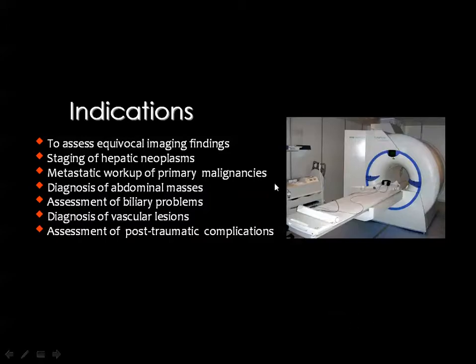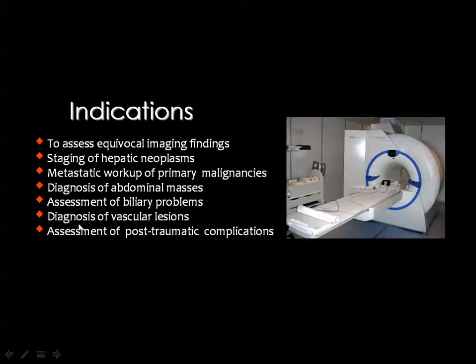Then, whenever there is a hepatic neoplasm, staging of this neoplasm will require the help of CT. Also in assessment of metastatic workup of primary malignancies, whether in the abdomen or outside the abdomen, in diagnosis of abdominal masses and differentiation between solid and cystic masses, location of the mass in a specific organ, and so on. We have a separate lecture about imaging of the biliary system, and we'll discuss the value of CT in this domain.